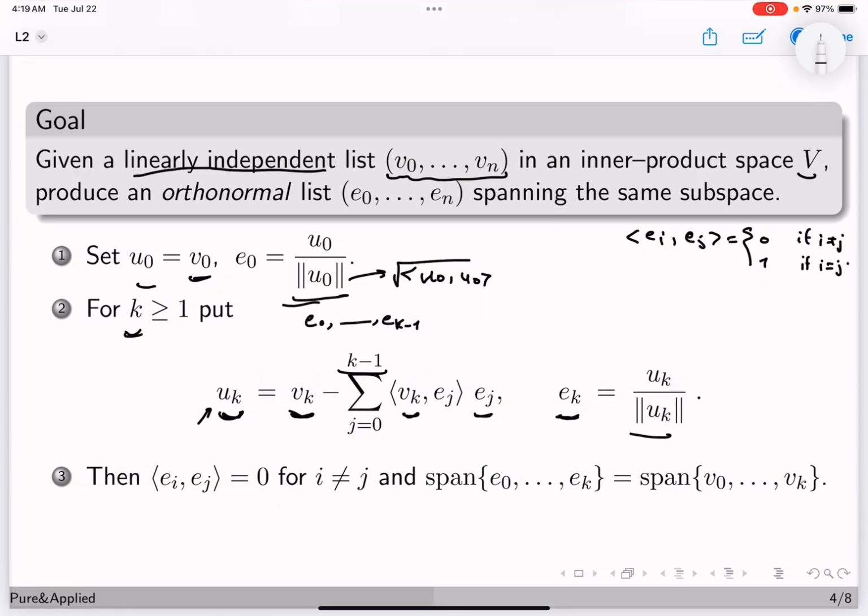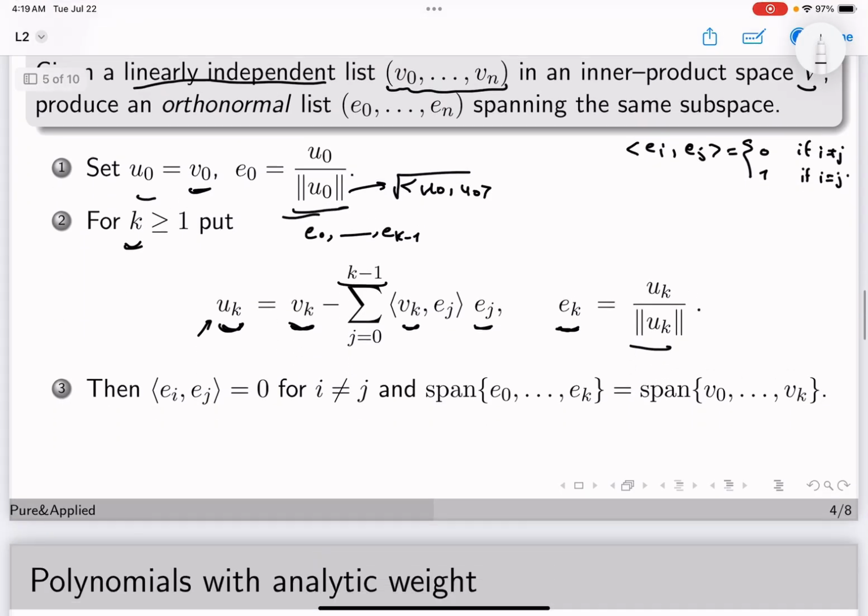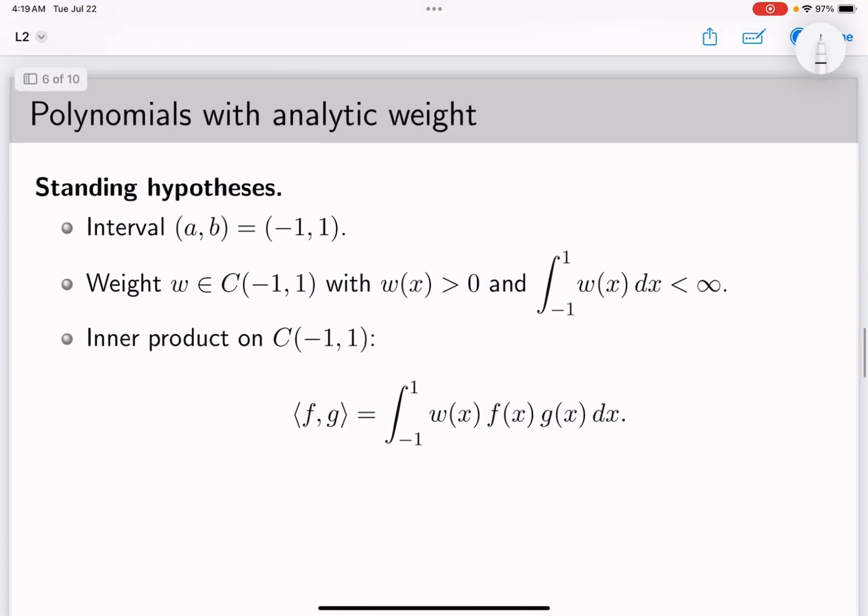So this procedure, I'm going to assume that you're familiar with it. If you're not familiar with it, maybe it's a good idea to stop the video, go watch the video in the description, and then come back. But otherwise, we're going to continue with the proof. Okay. So what's the idea here?